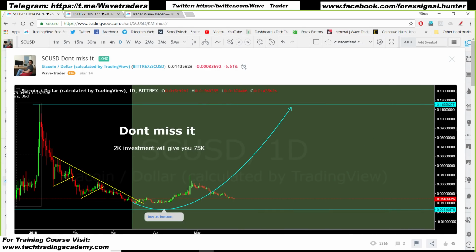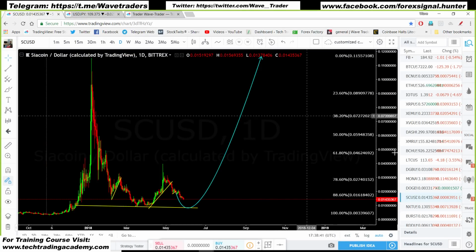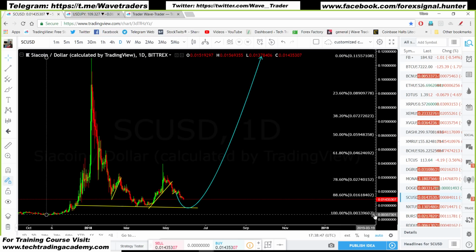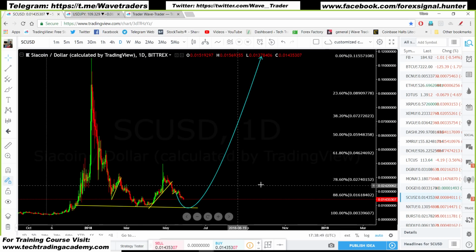It went up aggressively from that bottom. Coming down again, it is going to test that bottom again. So it's a longer term trade. It's almost the same on all the coins which I have just shown you. Almost the same potential you're gonna see on all these coins.